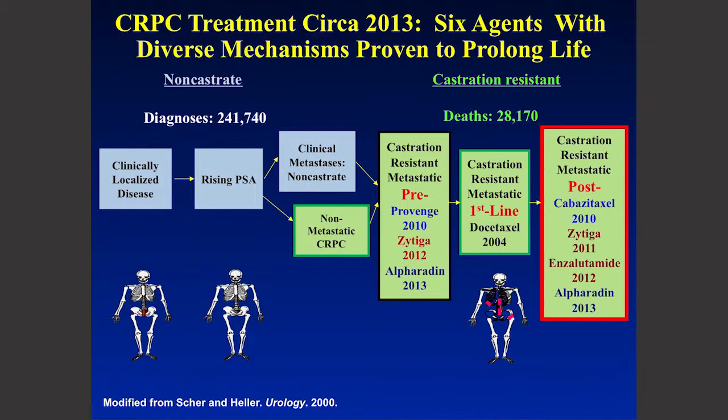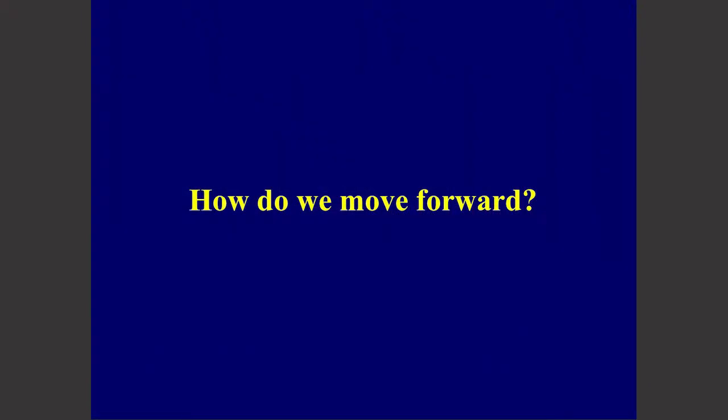The hormonal agents were first approved in the post-hormonal space, as a reflection of our understanding of the biology of the disease. And this was not simply a matter of because I or someone decides to give docetaxel, that tumor can still remain hormonally driven. So the question then is, how do we move forward?